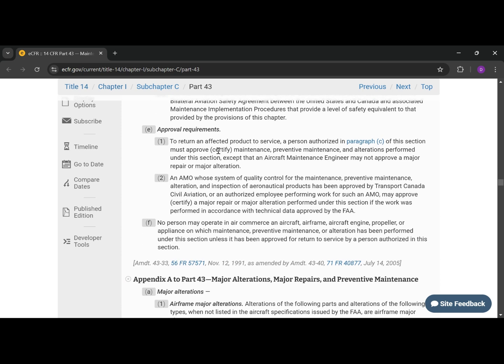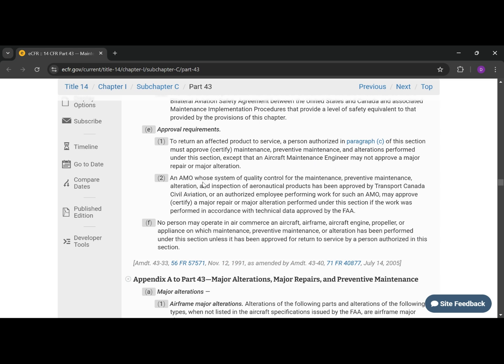Approval requirements. To return an affected product to service, a person authorized in paragraph C of this section must approve or certify maintenance, preventive maintenance, and alterations performed under this section, except that an aircraft maintenance engineer may not approve a major repair or major alteration.